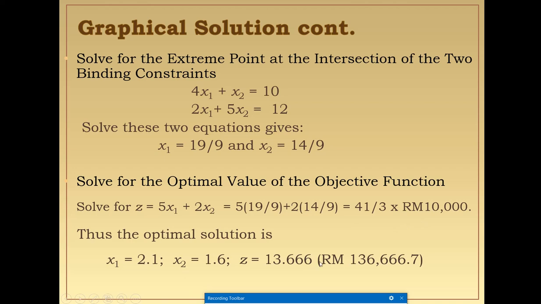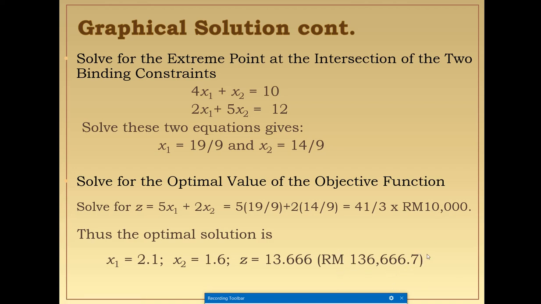Okay, if you rounded too early, meaning you took 19 per 9, you took x1 equals 2.1, for example, and x2 as 1.6. Right? If you put these into the z value, what will you get? 5 times 2.1 plus 2 times 1.6, you will get 13.7. When you multiply 13.7 by 10,000, what do you get? 137,000 ringgit. Banyak ralat dekat sini.